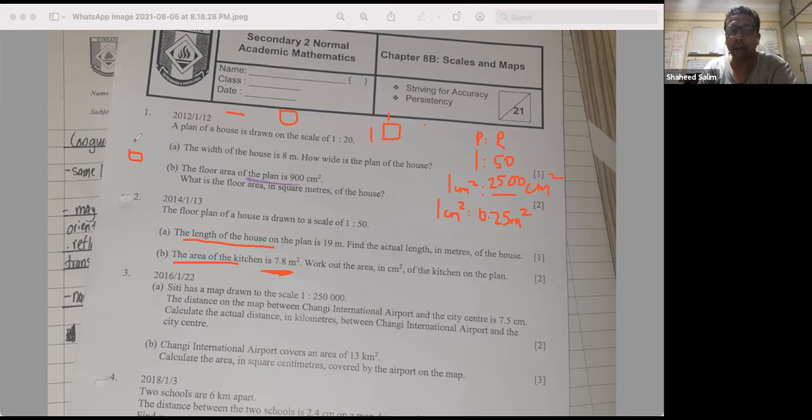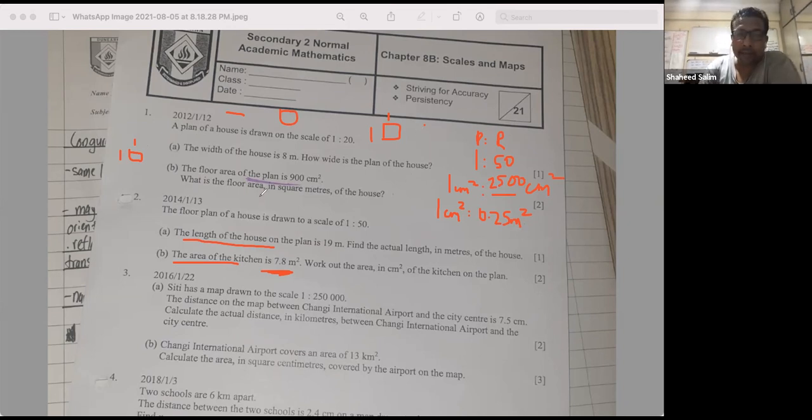So this is 1 cm times 1 cm. In reality, it's 50 times 50. So 2,500 in reality. So this 1 square cm is equal to 2,500 square cm. But we need to change to meters. So 1 square cm is the same as 0.25 square meters. But I think you don't get it. Do you get it? You don't get it, right?